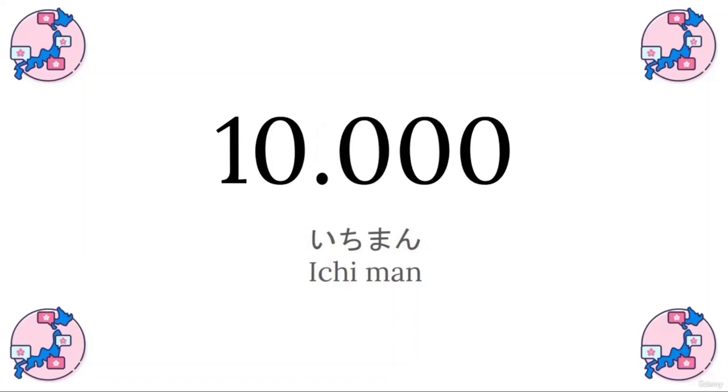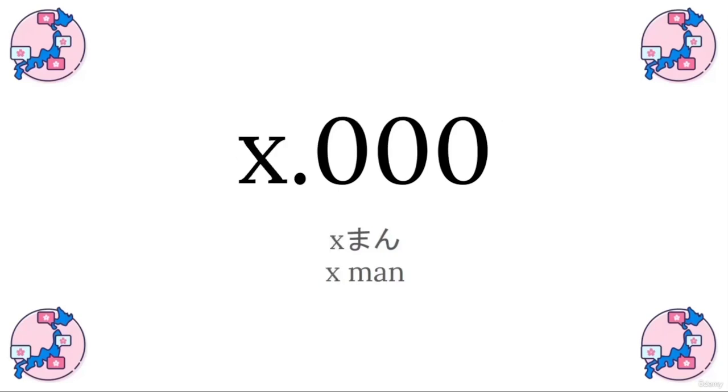Ichiman. So man means 10,000. So 10,000 would be ichiman. And then we just need to add a number here. How many 10,000s? And then we say man.